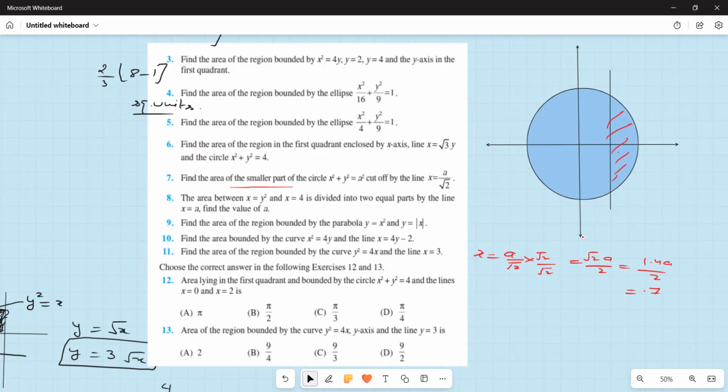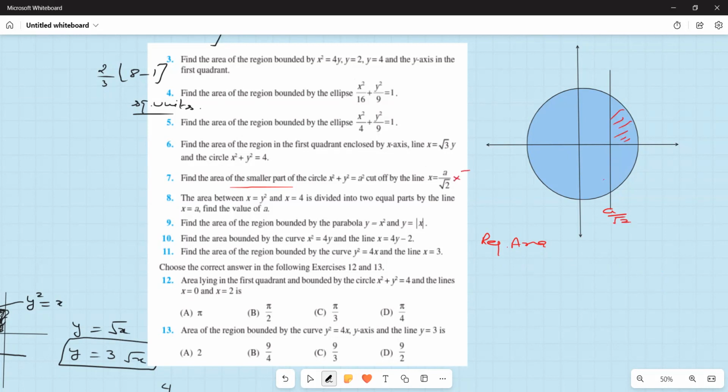Clear? Smaller and both up and down. So you can just take twice the area of this. You can just write twice of this now, as the curve is symmetrical about x-axis. So what you will write? Required area. This is a by root 2. So this is your small, I hope this is clear to you.